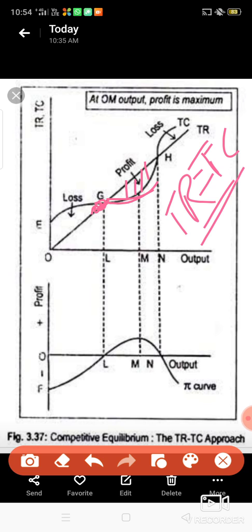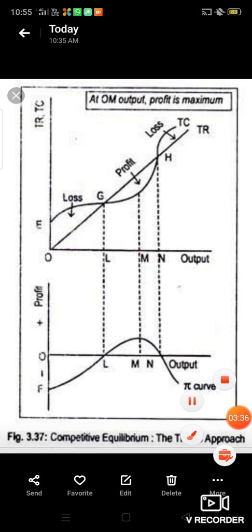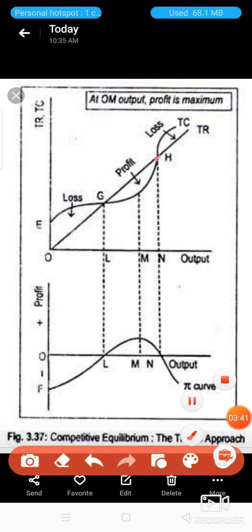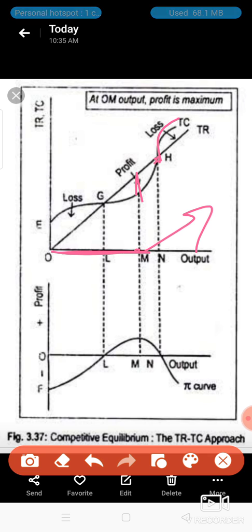Now if you notice here, after then total cost is less than total revenue, it means this portion is of profit. And then if it continues, this portion is, we can say, the equilibrium. Sorry, this is the portion where the firm is getting maximum profit, because after then it started losing. So here the equilibrium point is M, because up to M level of output the firm is getting maximum profit. That is the reason you can see this one is the maximum profit.